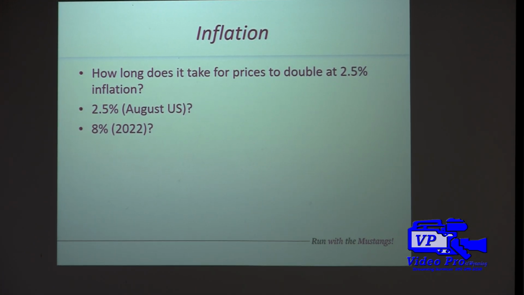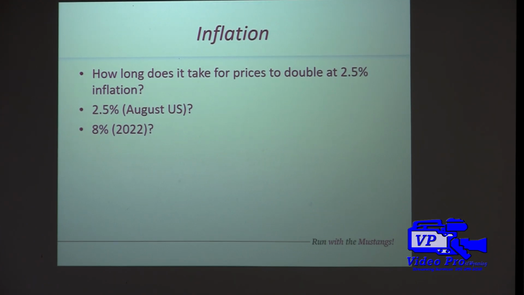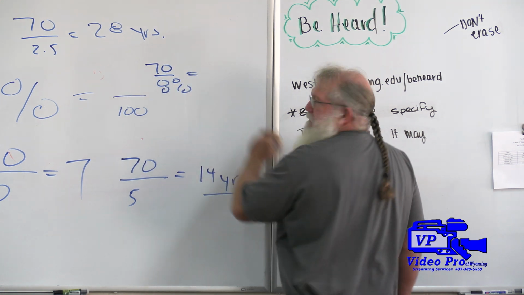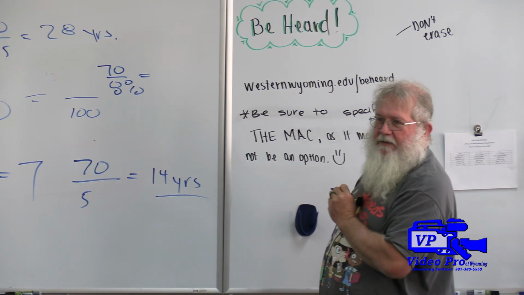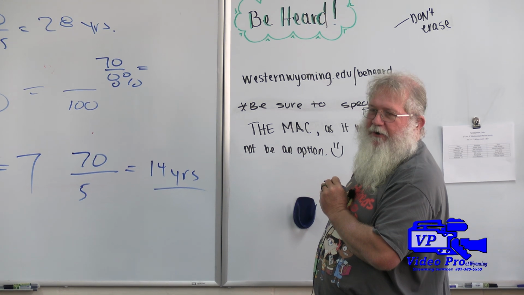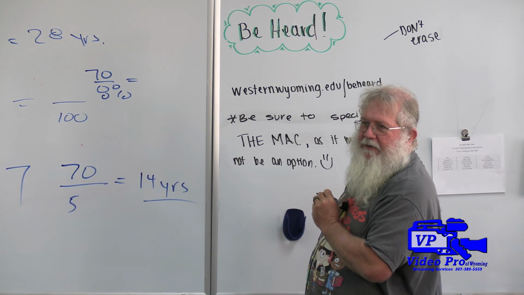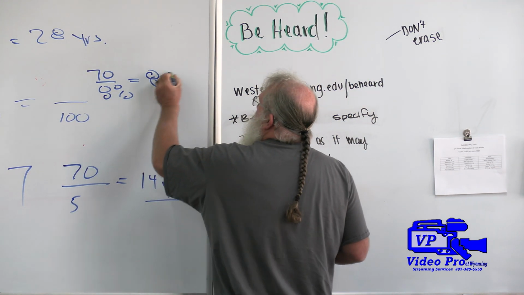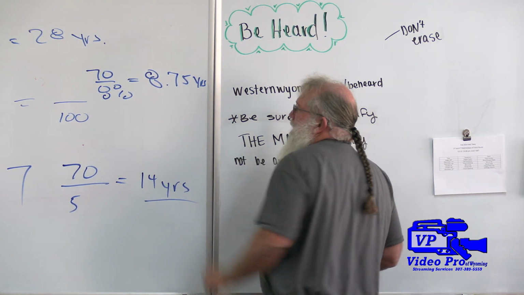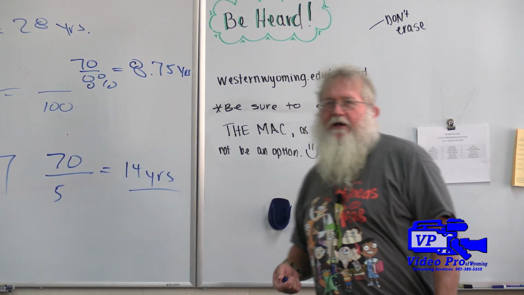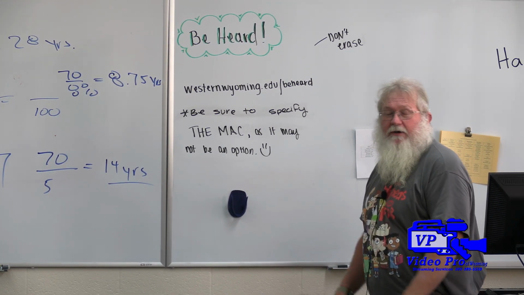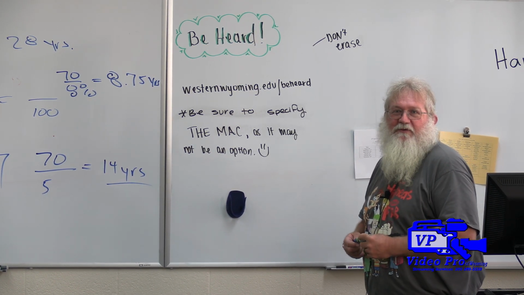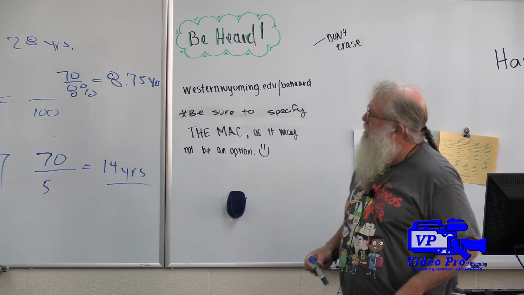8.75. So when we had that 8% inflation, prices were doubling in about 8.75 years. It takes about 9 years for prices to double. That's why we started noticing it, because it's still going up.